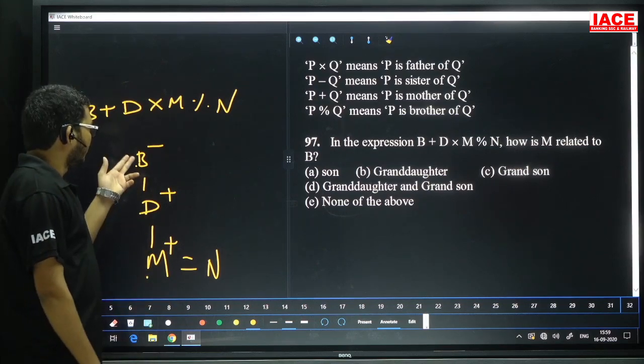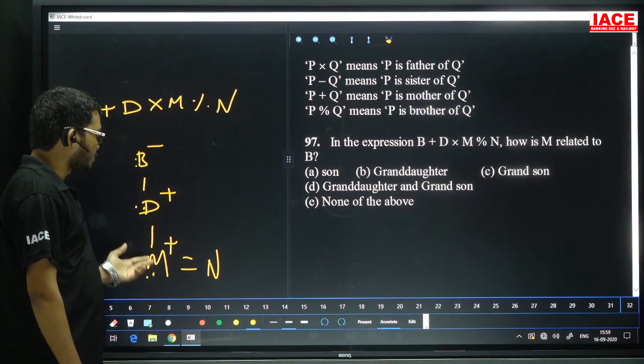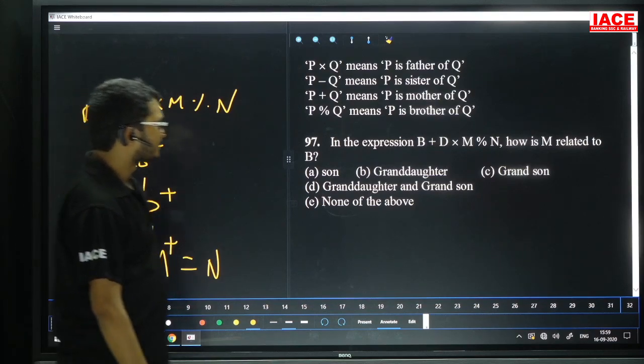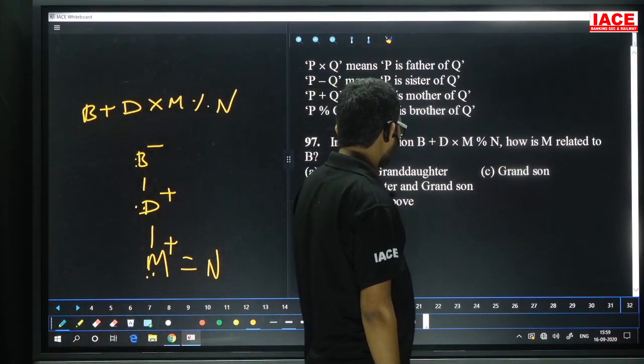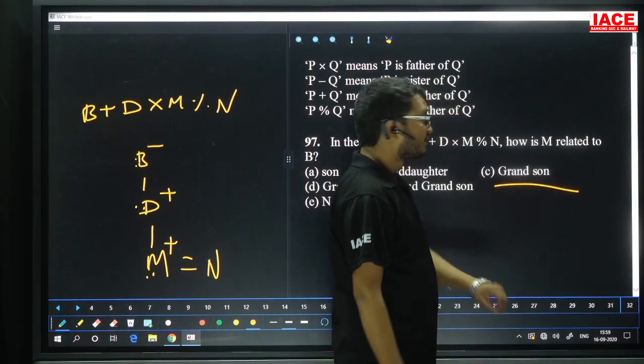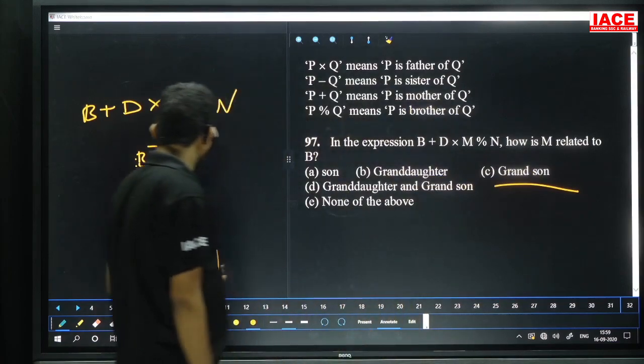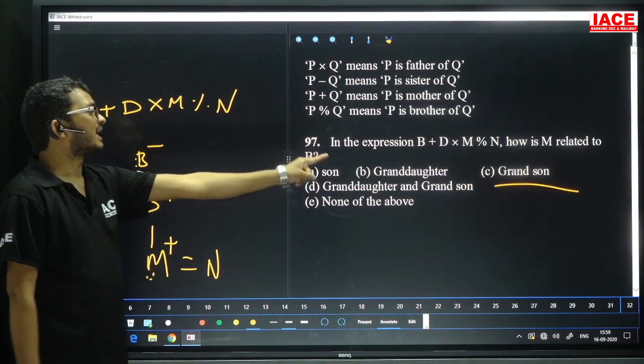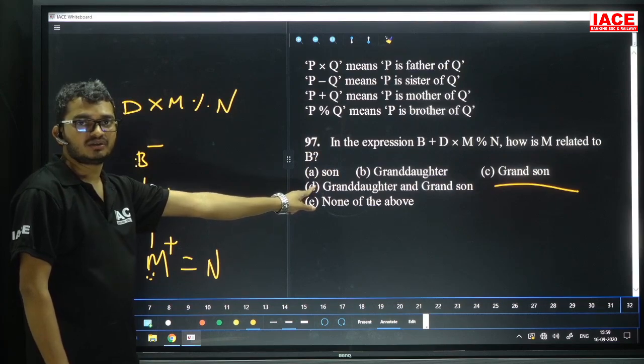Grandson. B's son is D, D's son is M. So M is the grandson. So the answer is grandson. Friends, the question is how M is related to B, and the answer is grandson. Don't take the fourth option.